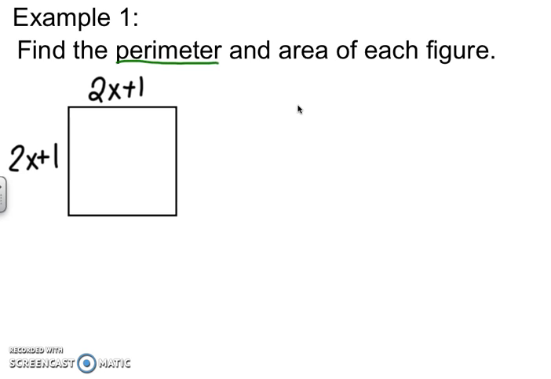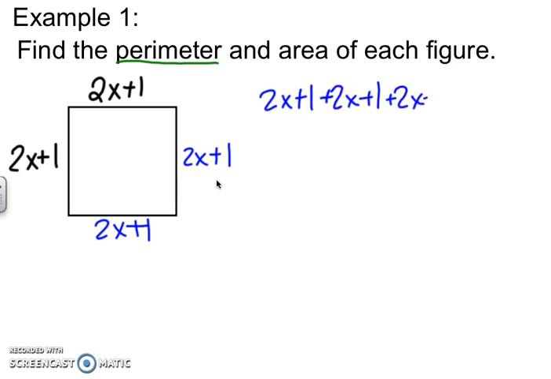Perimeter I know means add. So now a tricky thing is you're not just going to add 2 sides because there are 4 sides. So this bottom one is 2x plus 1, and this right side is 2x plus 1. So there's 2 kind of ways to write it. You could write it out the long way. Let's say 2x plus 1 plus 2x plus 1 plus 2x plus 1 plus 2x plus 1. So you could write it out 4 times because you've got 4 sides.